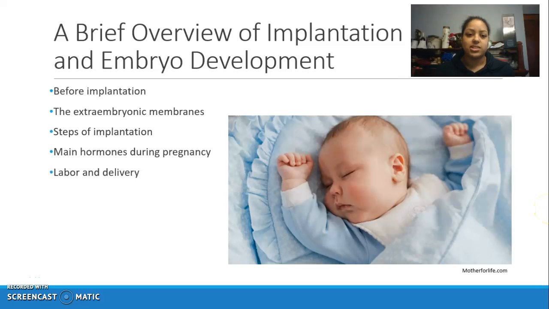Hi, I'm Nicole Tessier, and today we will be looking at a brief overview of implantation and early embryo development. We will be focusing on the events before implantation of the embryo in the uterus, the extra embryonic membranes that form around the developing embryo, the steps of implantation, the main hormones produced during pregnancy, and finally we will briefly touch on the triggers for labor and delivery.